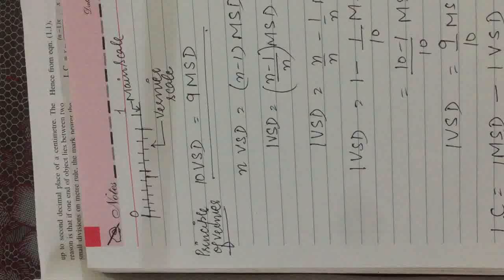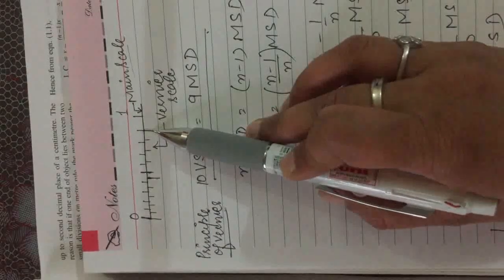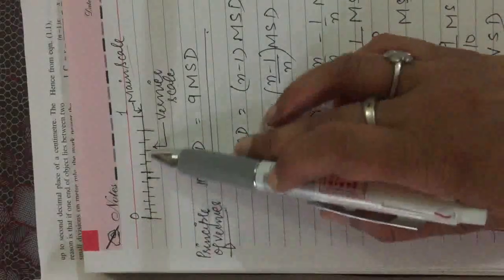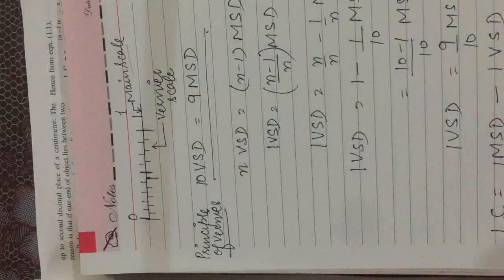So what is the principle of vernier calipers? For that we have to consider two scales on the vernier caliper. One is main scale and second is vernier scale. You can see 10 divisions on the vernier scale are ending over here. 10 divisions of vernier scale is equal to 9 divisions of the main scale. So this is the principle of vernier.